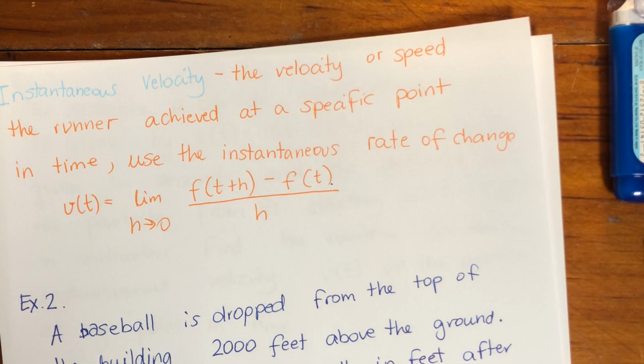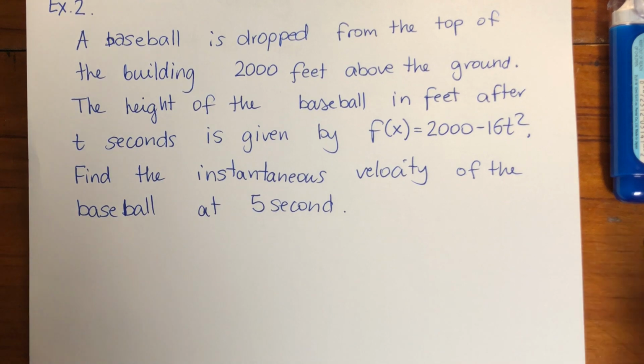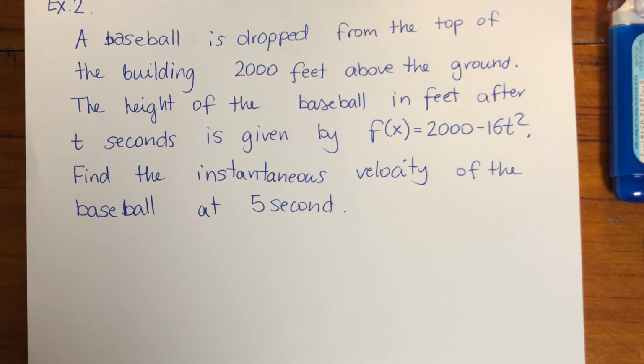So let's take a look at the question that we have. It's a long one. Well, I wrote it down. You can write it down as well, I hope. So this one is about the baseball. And the baseball is dropped from the top of the building, 2,000 feet above the ground. And the height of the baseball in feet after t seconds is given by the equation. Notice this always fascinates me, how something like this can be described with an equation. And find the instantaneous velocity of the baseball at 5 seconds.